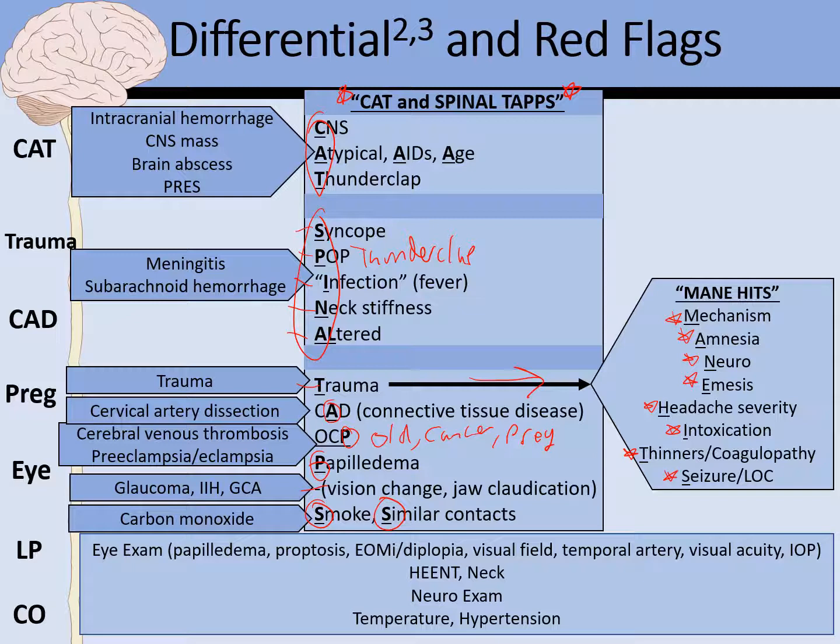Key features to the exam include a detailed eye exam, such as papilledema, proptosis, extraocular motions being intact or causing pain or diplopia, checking if they can identify number of fingers in all visual fields, palpation of the temporal artery pulse, visual acuity, and/or checking of IOP.